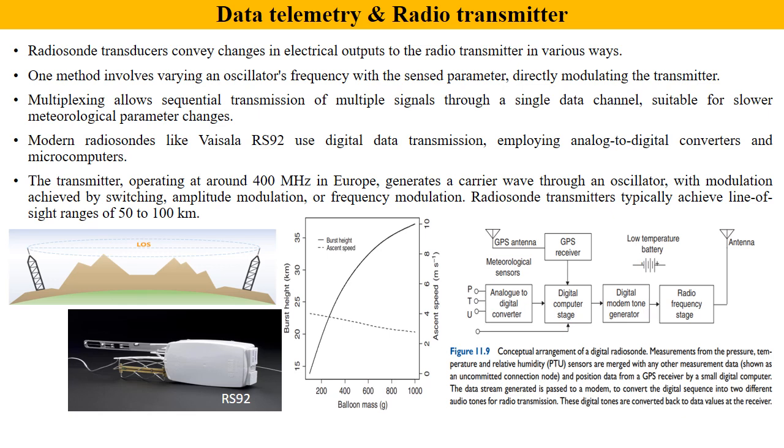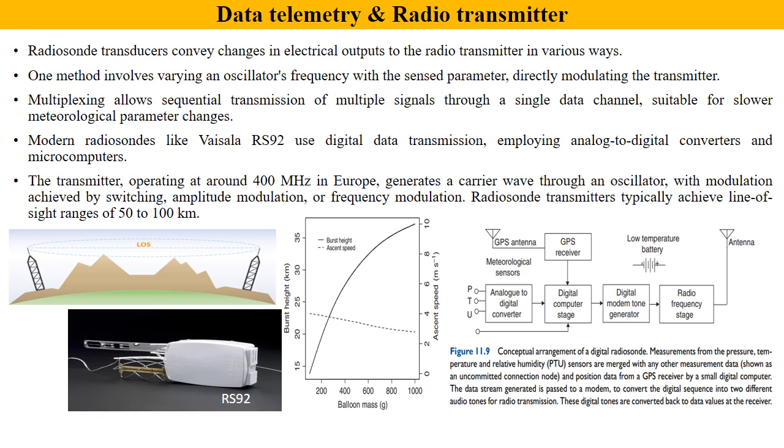The transmitter operates at around 400 megahertz. This is for Europe only. It generates a carrier wave through an oscillator, with modulation achieved by switching amplitude modulation or frequency modulation. The radiosonde transmitters typically achieve a line of sight range of around 100 to 150 kilometers. So a radiosonde transmitter can produce good results for a longer line of sight.